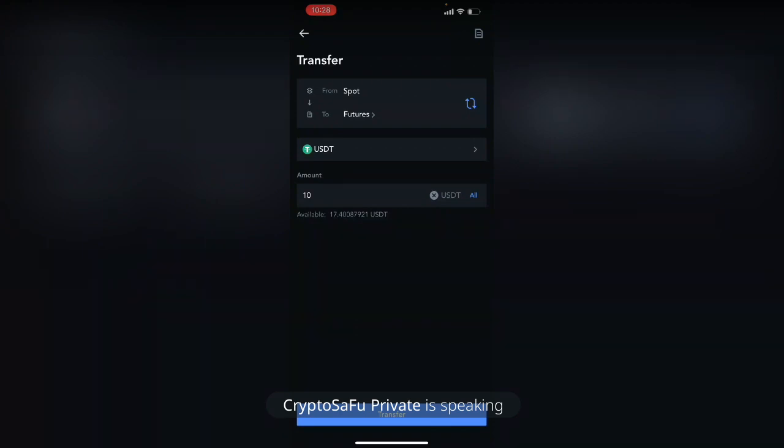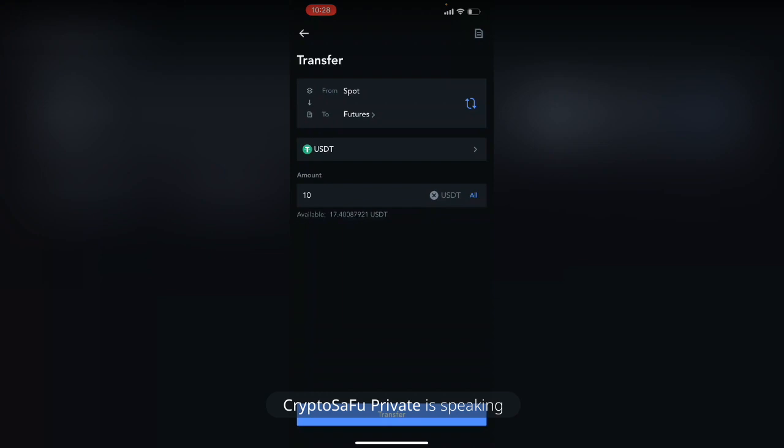You can see that on my spot account, I have $17. And how much am I ready to lose? I'm ready to lose about $10. So that is why I'm moving just $10 to my future account. If I'm not ready to lose it, I'm going to leave it in my spot account.